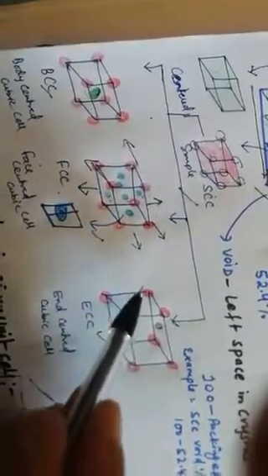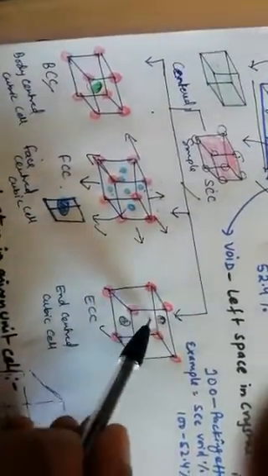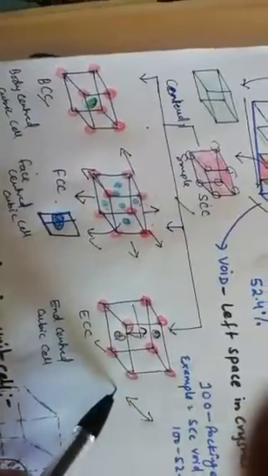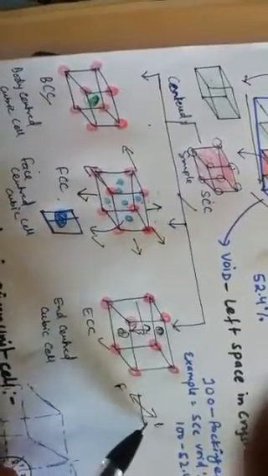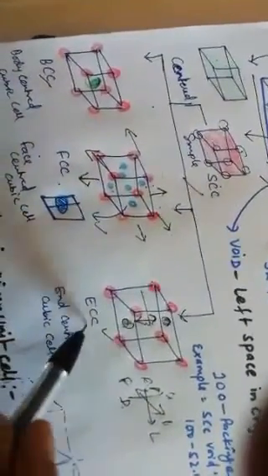Okay, third is end centered. End centered is 8 atoms in the corner and any 2 alternate ends. Suppose this side is there, it can be this side also, it can be front and back, it can be left and right, it can be up and down. So any 2 opposite sides. Okay, that is called end centered.